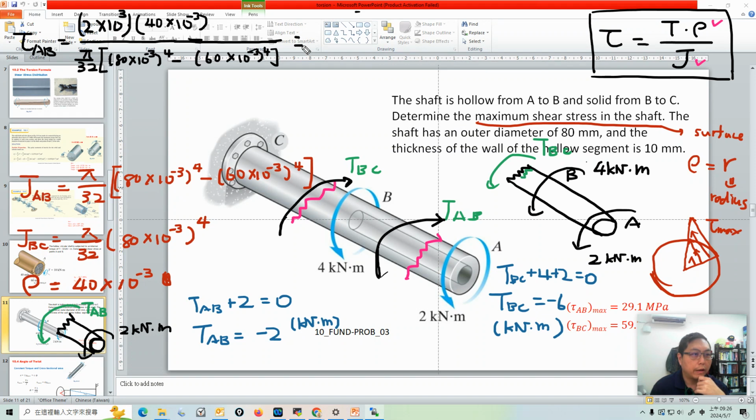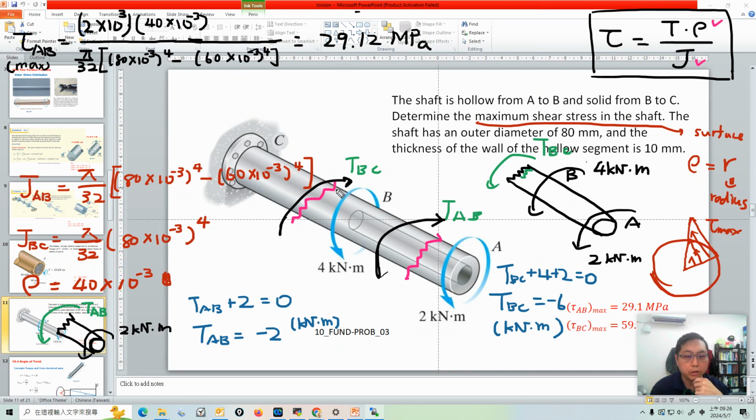After the calculation, I think you will get the answer. So let me just give you the answer directly. After you put everything in your calculator, it will give you 29.12 megapascal. So that's the maximum shear stress in the AB section.